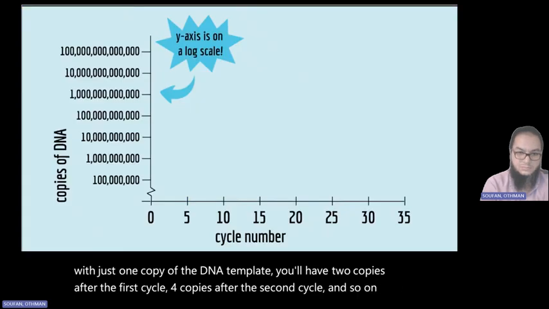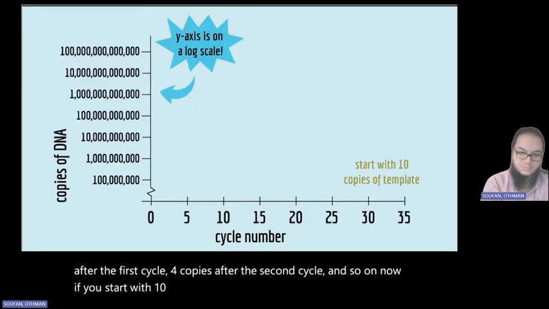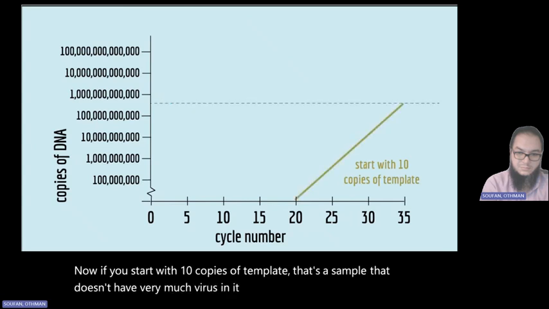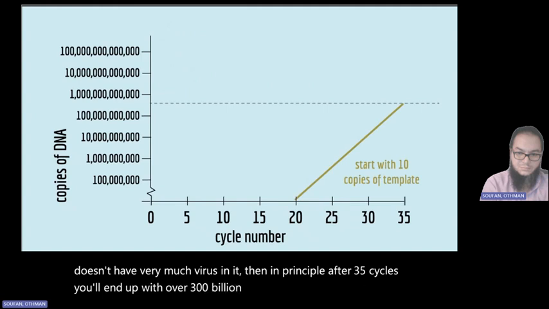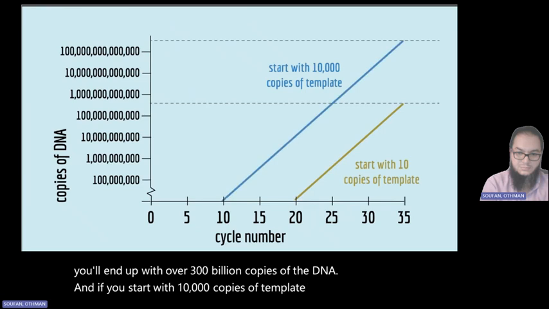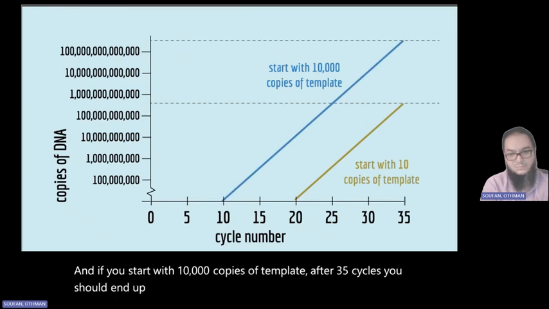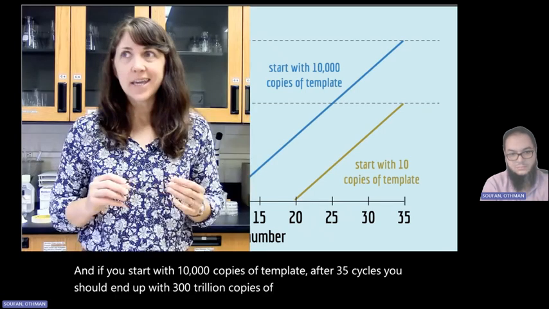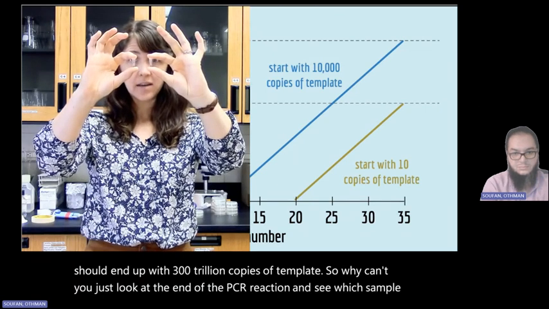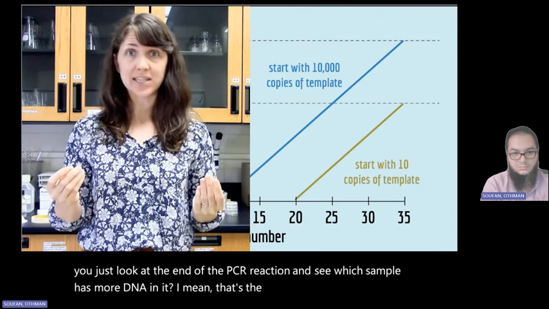Now, if you start with 10 copies of template, that's a sample that doesn't have very much virus in it. Then in principle, after 35 cycles, you'll end up with over 300 billion copies of the DNA. And if you start with 10,000 copies of template, after 35 cycles, you should end up with 300 trillion copies of template. So why can't you just look at the end of the PCR reaction and see which sample has more DNA in it? I mean, that's the sample that started with more template DNA, right?